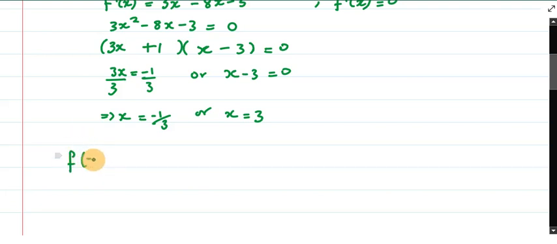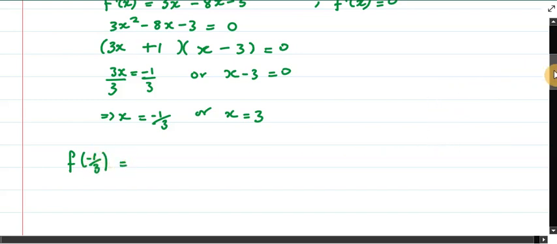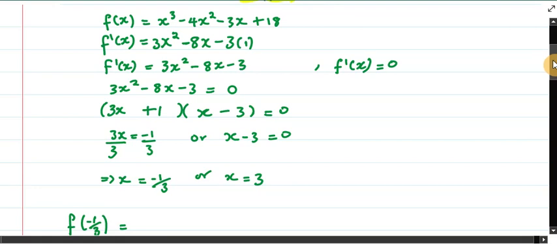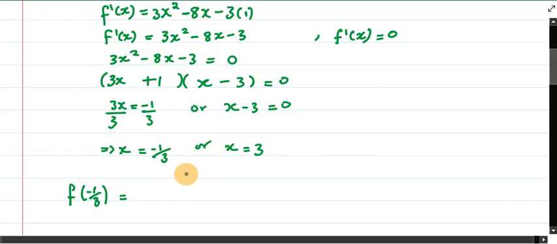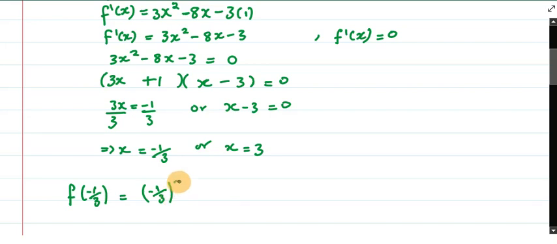f of -1/3, meaning from the equation that was given to me, that f(x) is equal to x cubed minus 4x squared minus 3x plus 18. What is it that I am supposed to do? Where I see x, I have to replace it with -1/3, because x is an input and y is an output. So here I want to find an output where my input is -1/3. Okay, so here plug -1/3 to the power of 3.